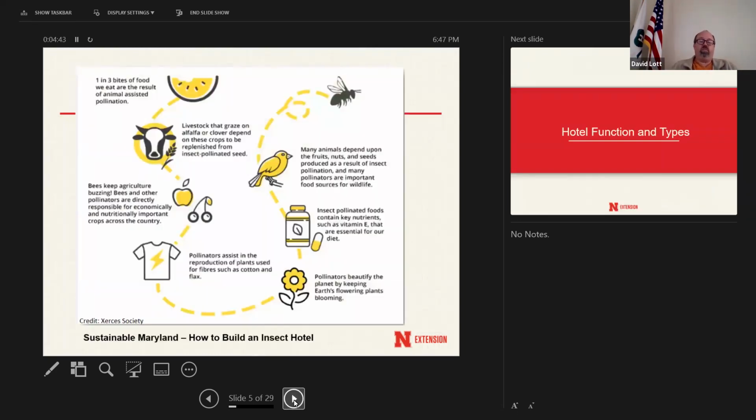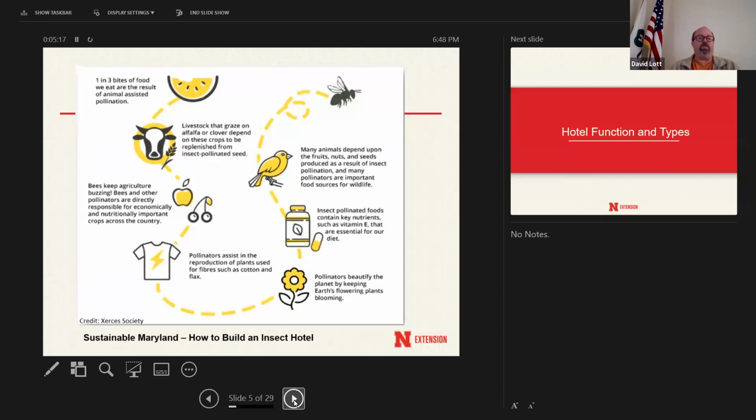Here's a really quick little table from the Xerces Society. If you've never heard of the Xerces Society, they are the resource for entomology and insects. It's a great resource to check out. They have lots of publications. They work alongside Extension, kind of like the Audubon Society works alongside Extension as well. They're not in a university per se, but they work together with us really well.